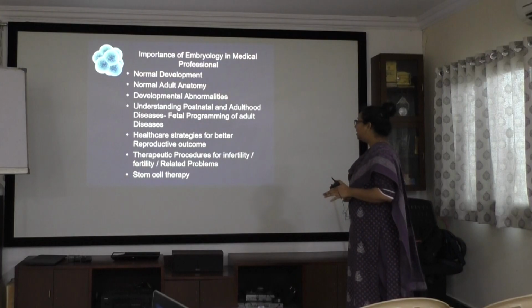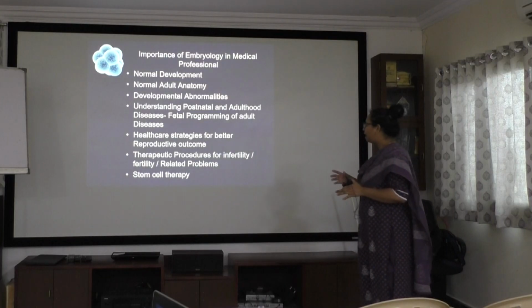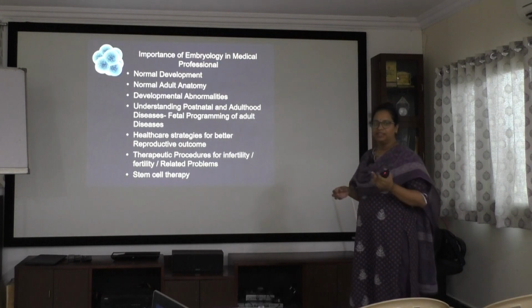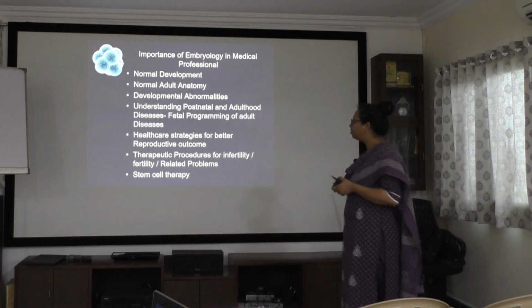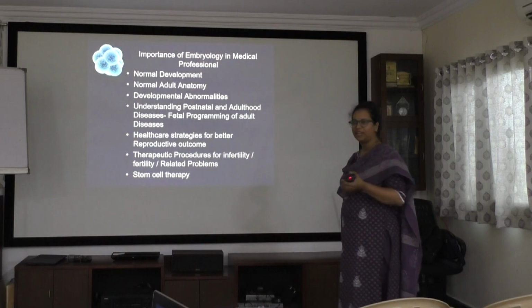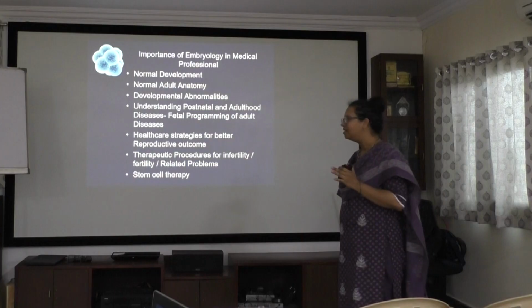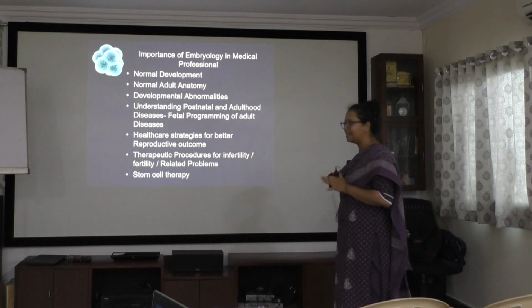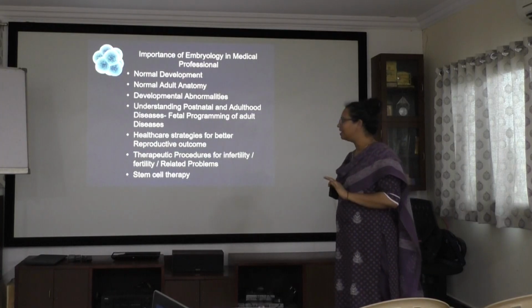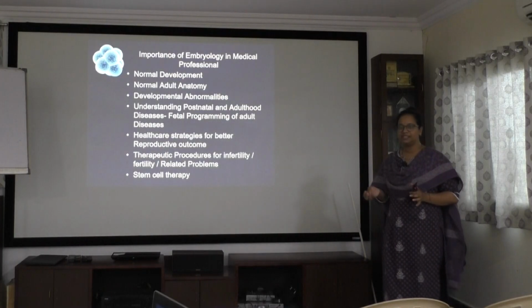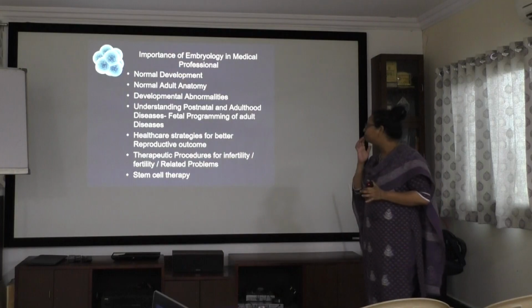Understanding the postnatal and adulthood diseases: fetal programming of adult diseases. This is called fetal programming of adult diseases because embryology not only involves growth. When there is growth, there are so many biological and cellular processes that take place, which result in the development of diseases or development of abnormalities.